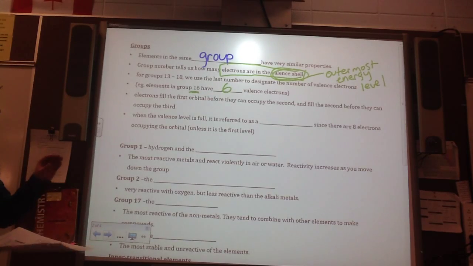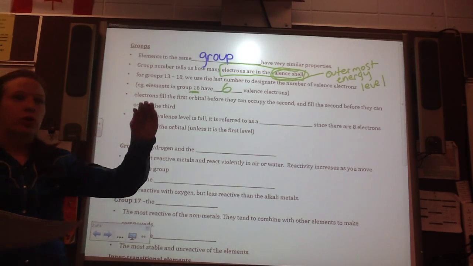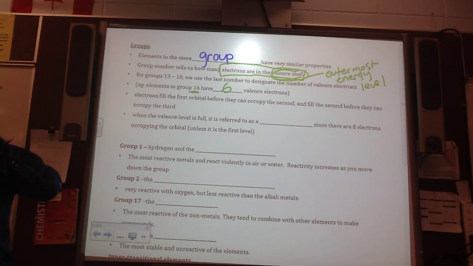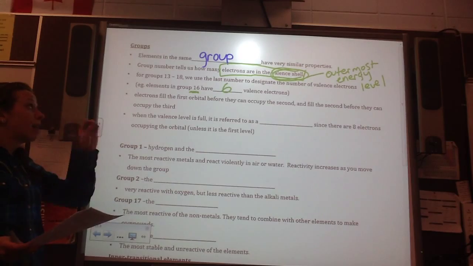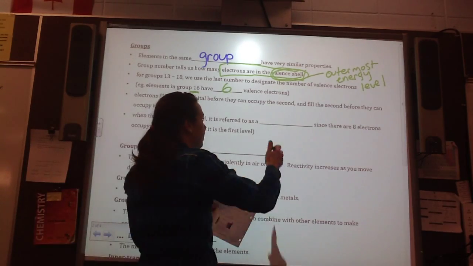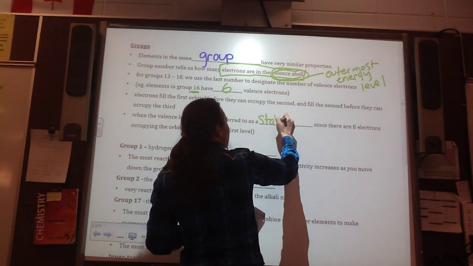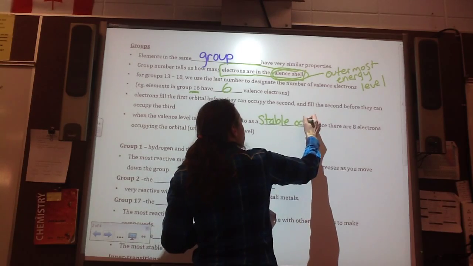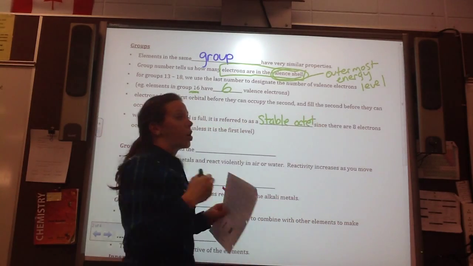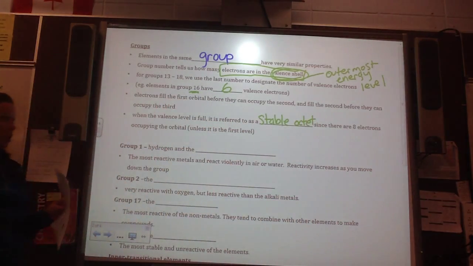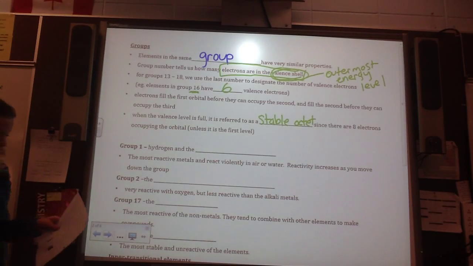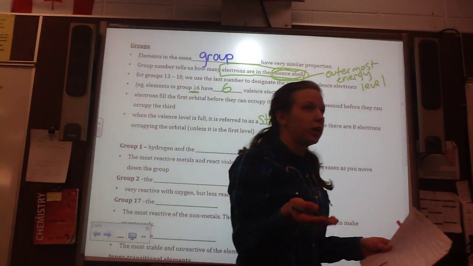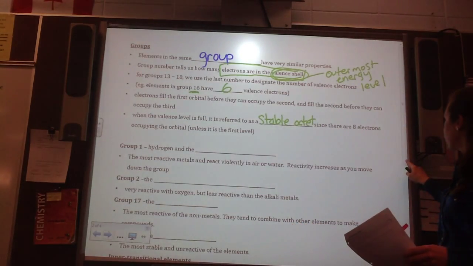Electrons fill the first orbital before they can go to the second. So the first orbital has to be all full, and then they move up to the second. When the valence level is full, it's referred to as a stable octet. Since there are 8 electrons occupying the orbital, because oct means 8. So there's some groups that are really special that have certain names.